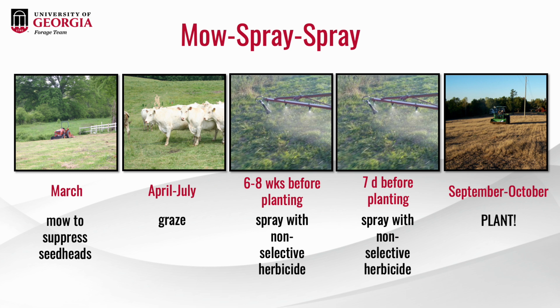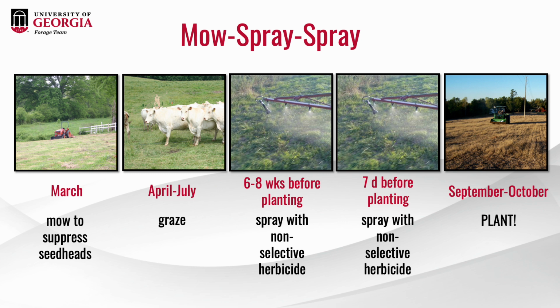So there's two options for how we can make that transition from one fescue stand to another. The first is called a mow, spray, spray method. And so early in the year, we will mow to suppress seed heads, graze throughout the summer, and then in early fall, right before planting, we're going to start 6 to 8 weeks out, spray with a non-selective herbicide, let that herbicide work, and 7 days before planting, spray with another non-selective herbicide application.